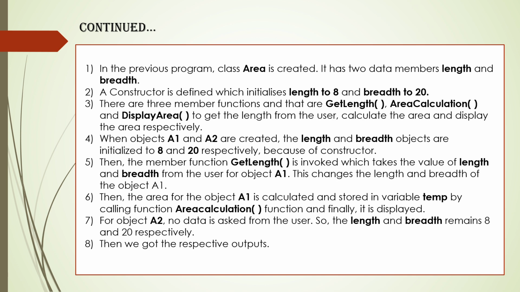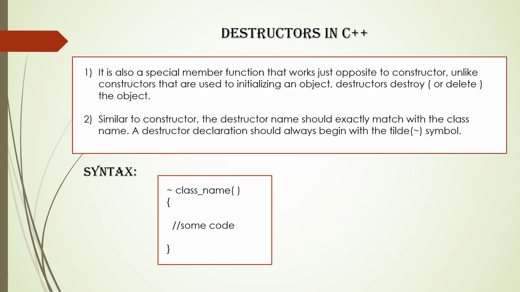So the next and last topic of this lecture is the C++ destructor. It is just the opposite of the constructor and also a special member function. Unlike constructors that are used for initializing an object, destructors destroy, that is, delete the object. Similar to a constructor, the destructor name should exactly match the class name, and for declaring the destructor, it should always begin with the tilde symbol. See the syntax. Tilde symbol followed by class name, then parenthesis, and then inside the curly braces some piece of code you want to write.